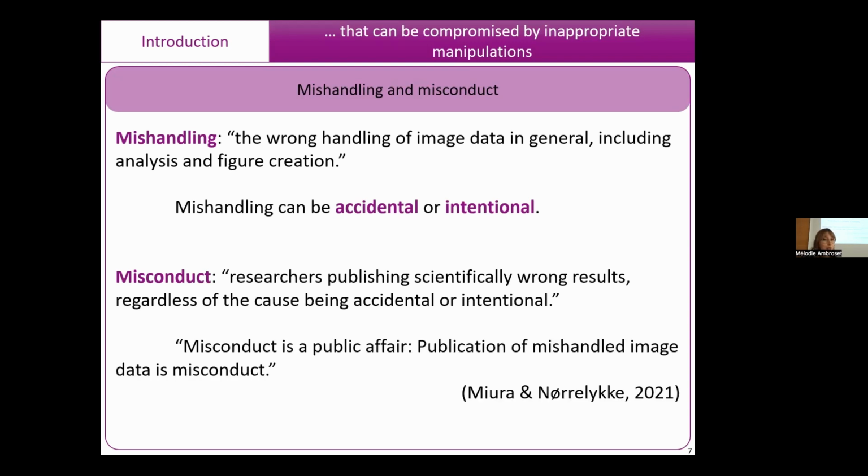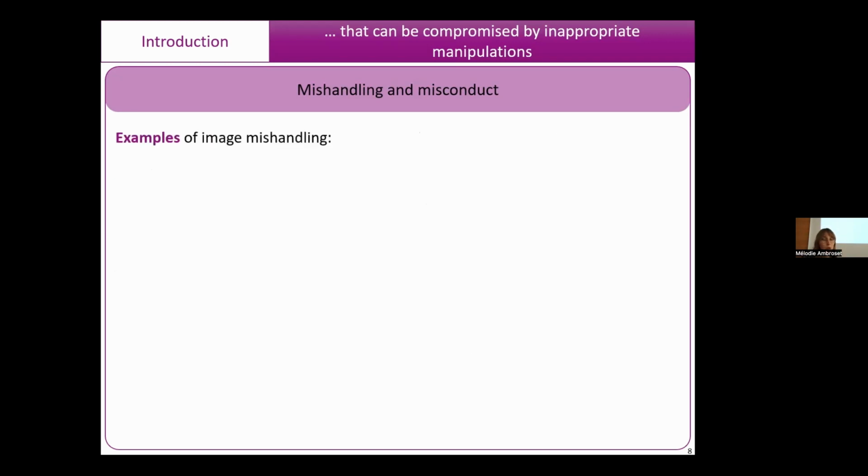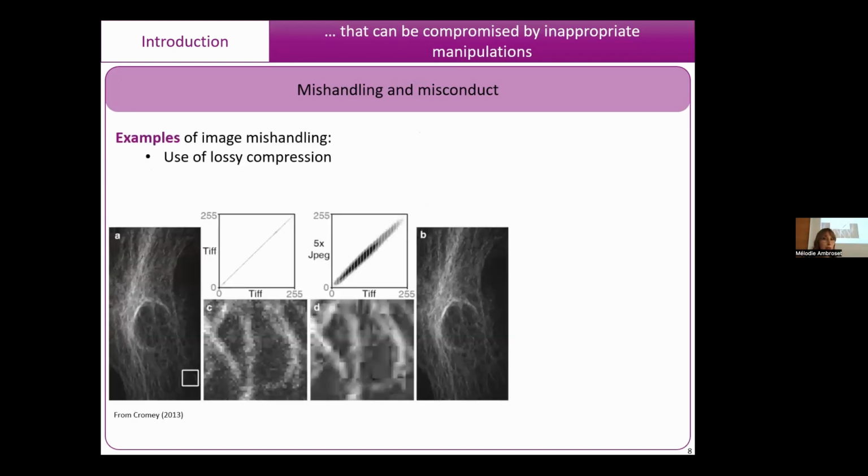The difference is that misconduct is a public affair. Publication of mishandled image data is misconduct. It's a public affair because it concerns the author, the editor, and the people who are going to read the article and are going to be misled by these mishandled images. So some examples quickly of image mishandling. For example, the use of lossy compression, a classic.